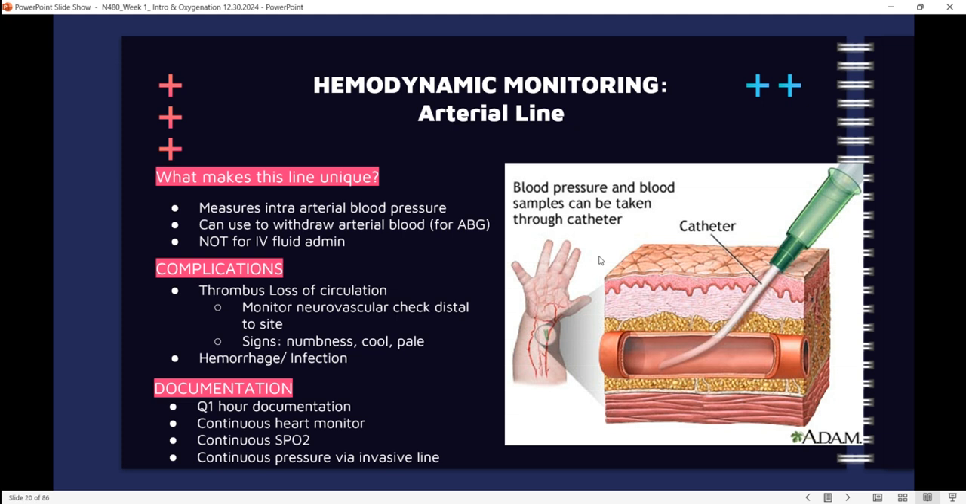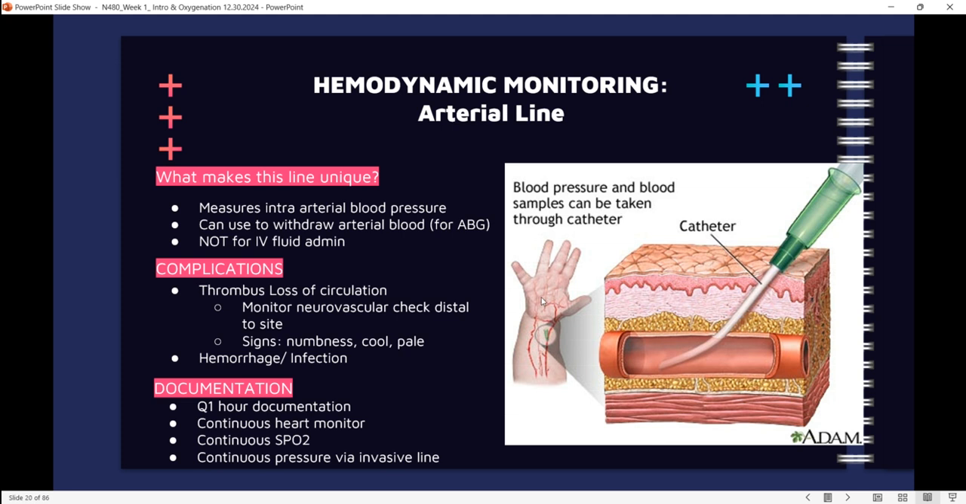After they've opened and closed their hands a few times and the hand is pale, you're going to let go of the thumb that is holding down the ulnar artery. So you keep your thumb on the radial artery, but you let go of the thumb on the ulnar artery. When you let go, what you want to see is that this hand goes from pale to pink.